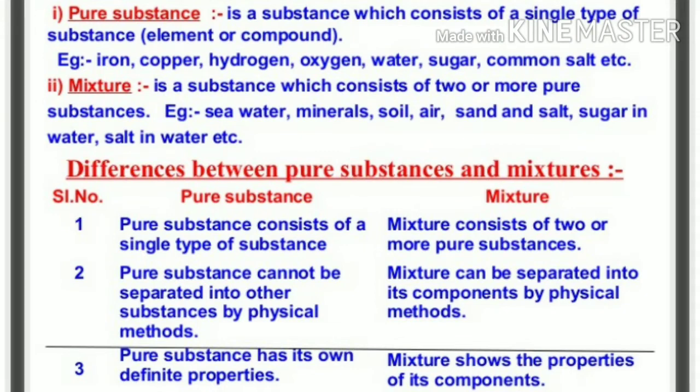Now let us understand what is meant by pure substance. Pure substances are substances which consist of a single type of particle. Examples: iron, copper and hydrogen are the examples of pure substances. Then what is meant by mixture? A mixture is a substance which consists of two or more substances. Examples: sea water, mineral, soil and air are the examples of mixtures.